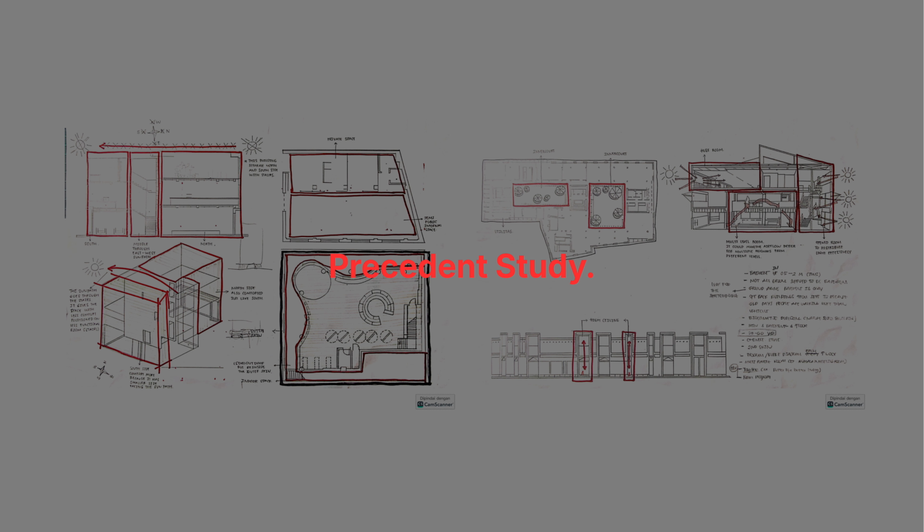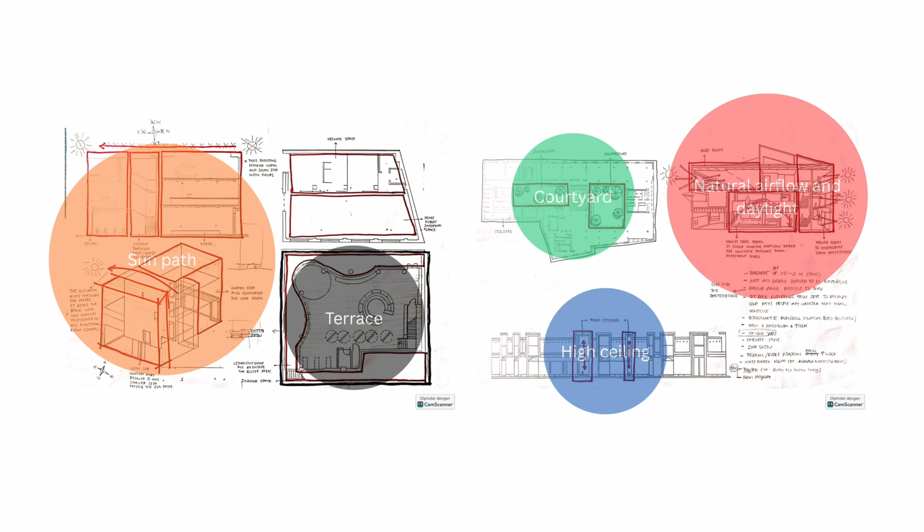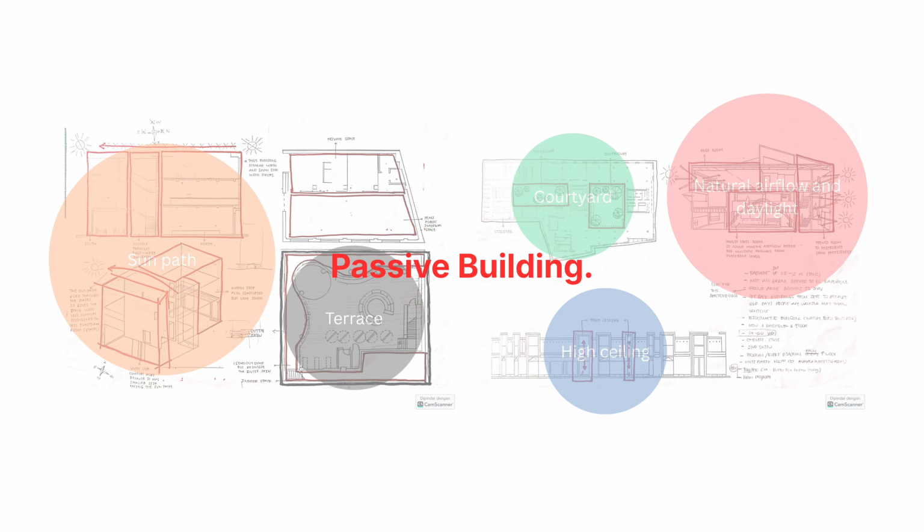After that, we moved on to the precedent study. According to my lecturer, this stage was very important, and honestly, I agree. I simply redrew several office precedents that caught my attention. Then I pointed out what I liked from each project. At the end of the study, I realized that most of the things I liked were related to passive design. For example, natural airflow, natural daylight, courtyards, and the relationship between indoor and outdoor spaces.